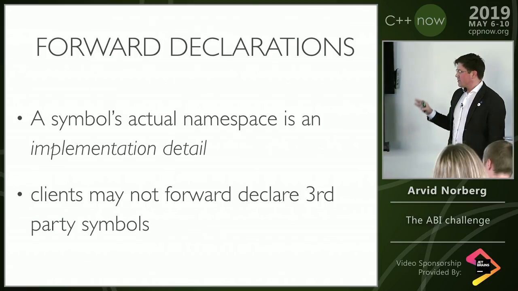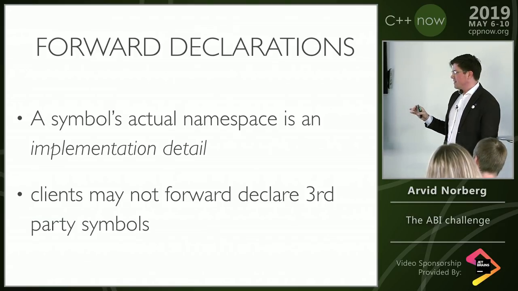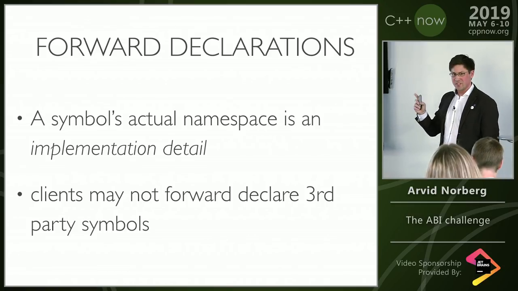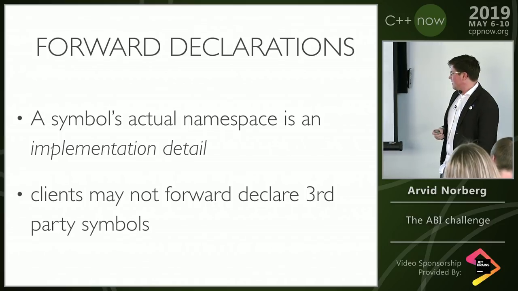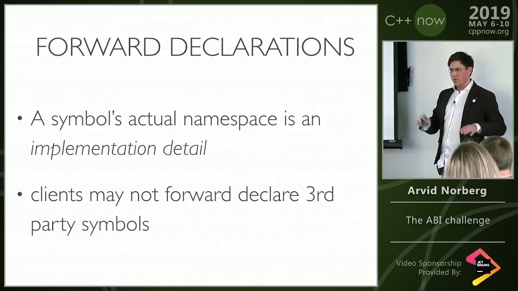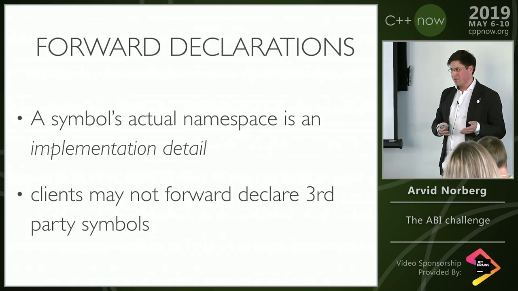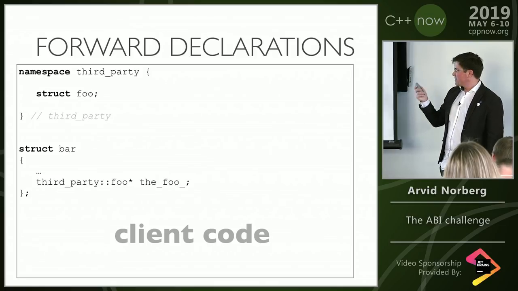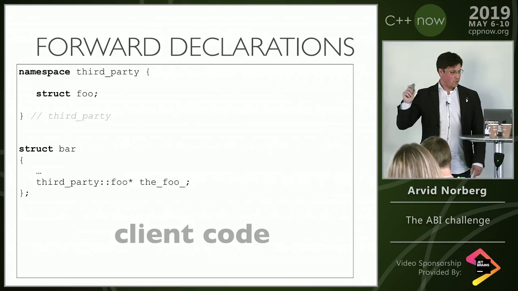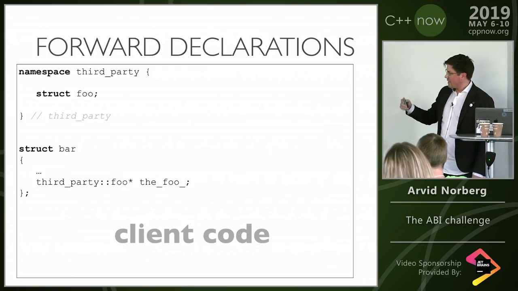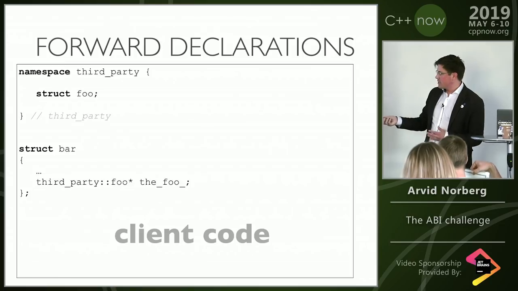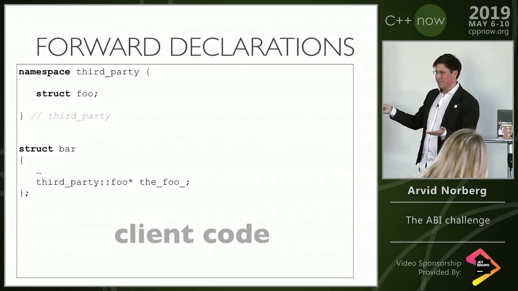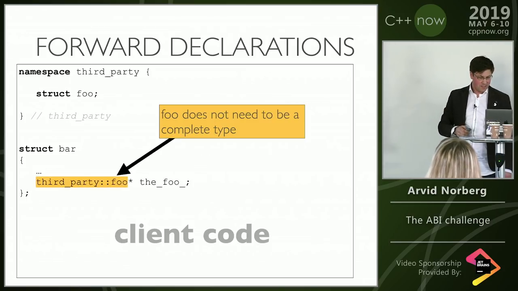So a symbol's actual namespace is an implementation detail. This has been true for a long time, but using inline namespaces makes it especially obvious. So under no circumstances can a client forward declare your types, you being the library authors. Imagine, for instance, that you have client code like this. You're using your third-party foo type, and you only declare a pointer to it. So you don't actually need foo to be a complete type. If you don't want to pay the price of including a third-party header file, it might be tempting.